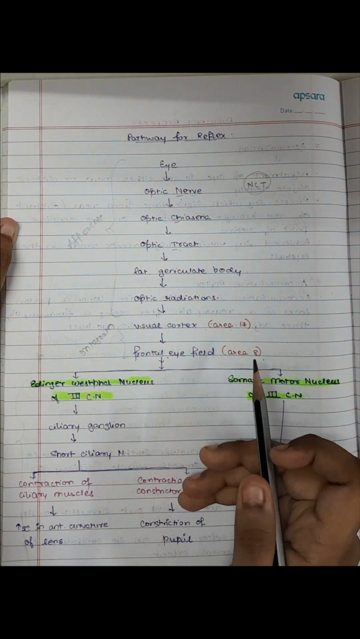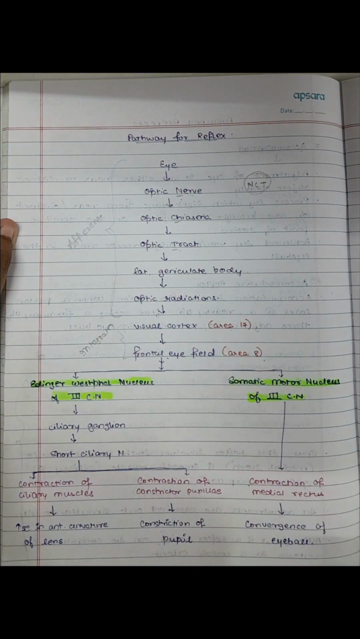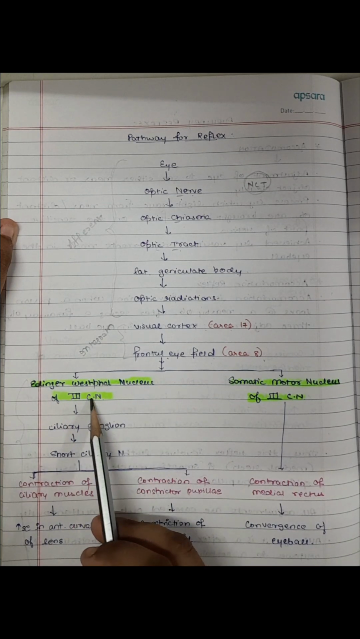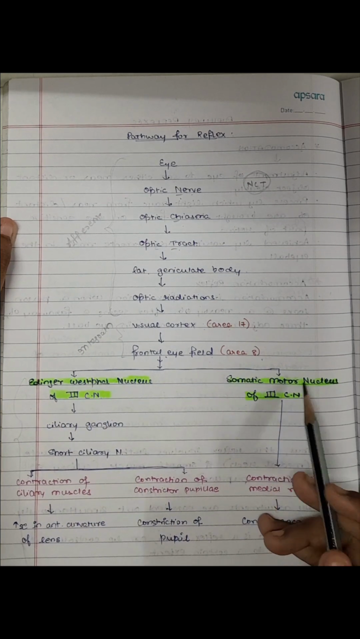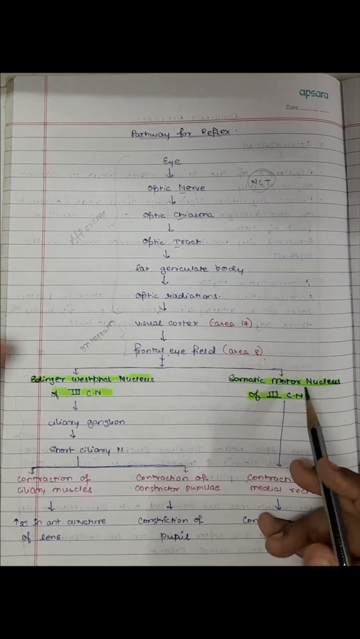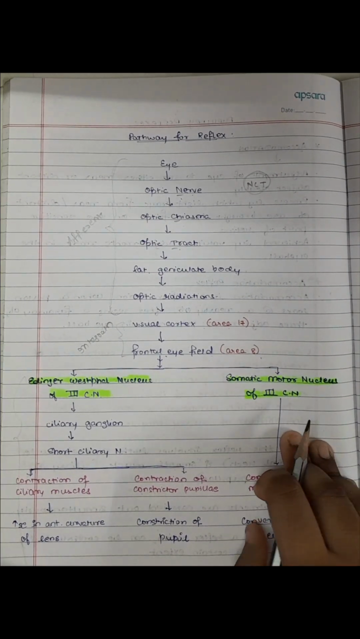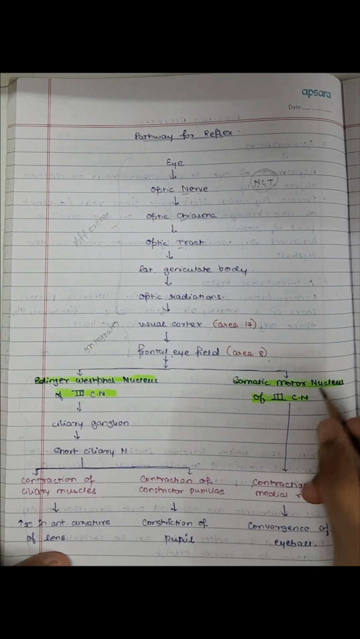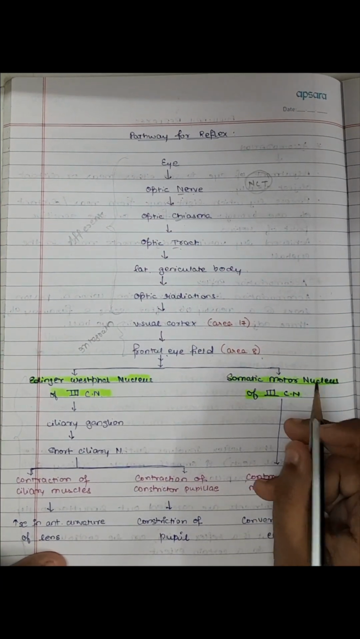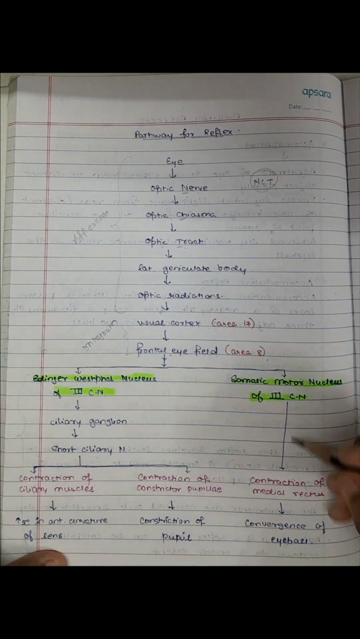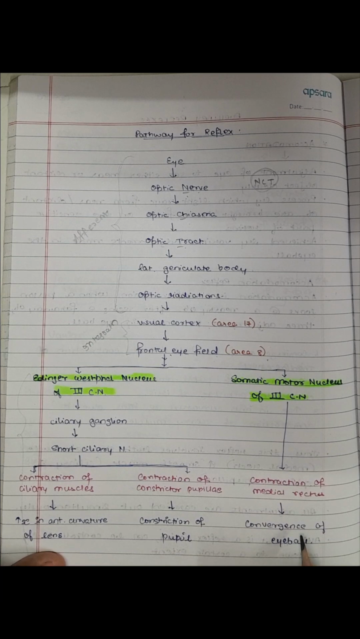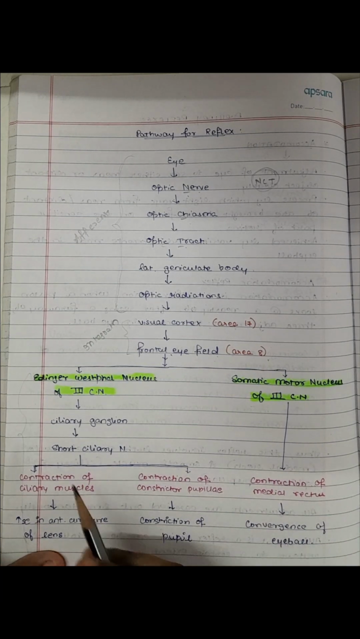From the frontal eye field, there will be 2 types of impulses: Edinger-Westphal nucleus of the third cranial nerve and somatic motor nucleus of the third cranial nerve. Third cranial nerve is basically the oculomotor nerve. So the somatic motor nucleus will be under your control. This will lead to the contraction of the medial rectus. The medial rectus will cause the convergence of the eyeball.